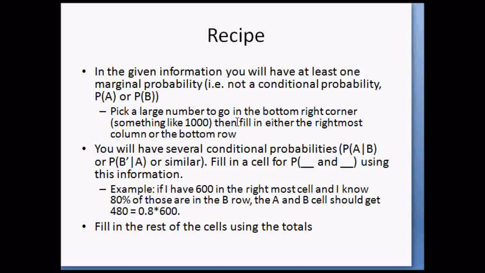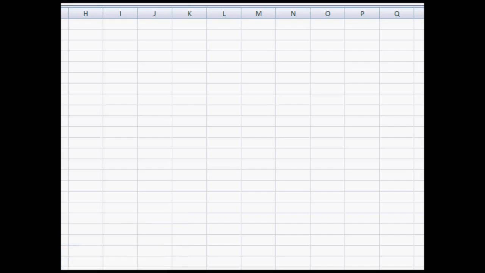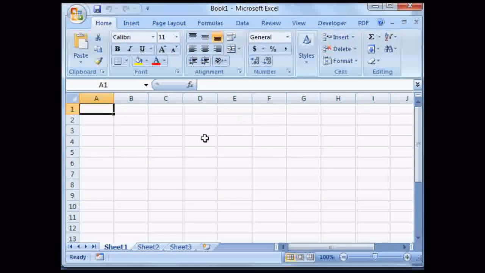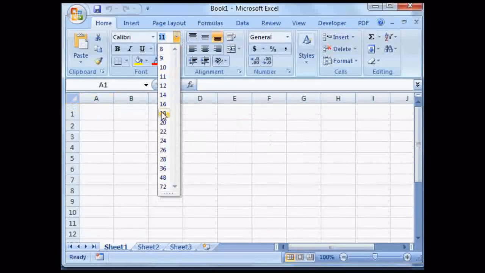So we're going to create a table starting with an arbitrary large number in the corner and then infer based on the given information what everything would have to be. So to do that, I'm going to fire up Excel here. And let's make the fonts a little bigger.